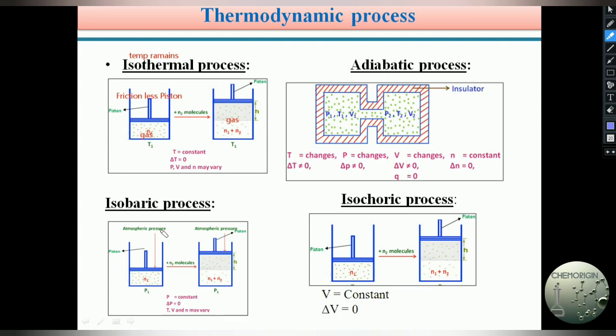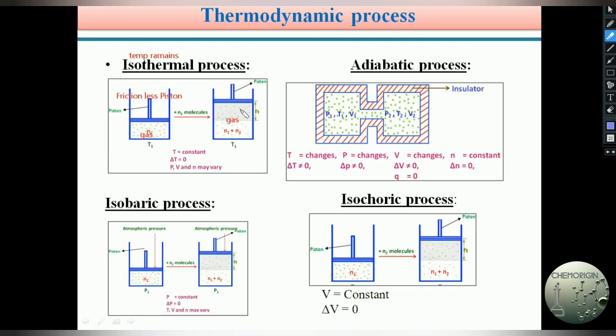definitions of these terms. Isothermal process: the temperature of the system remains constant in a process, but the other variables, pressure, volume and chemical composition, may vary. For example, here the gas is present in a cylinder at temperature T1. Here the gas is expanded. Due to expansion of the gas, the volume of the gas is varied and the piston is moved upward. From here to here, volume is changed.